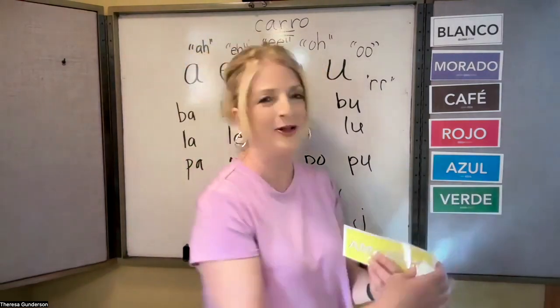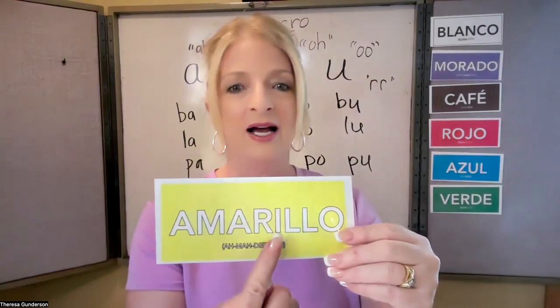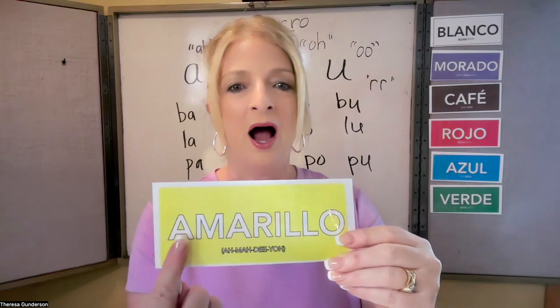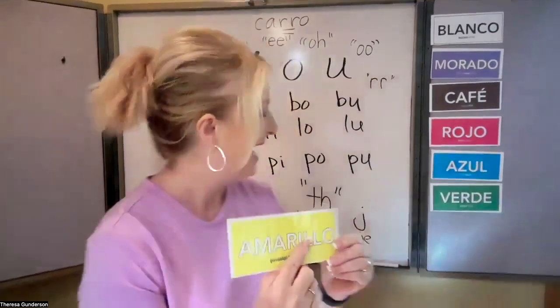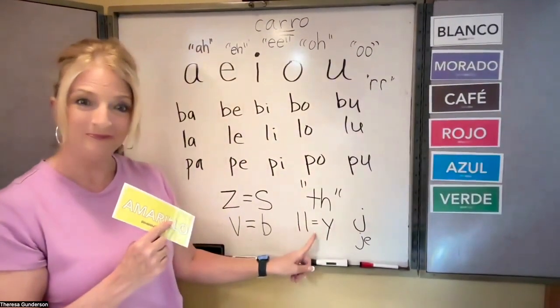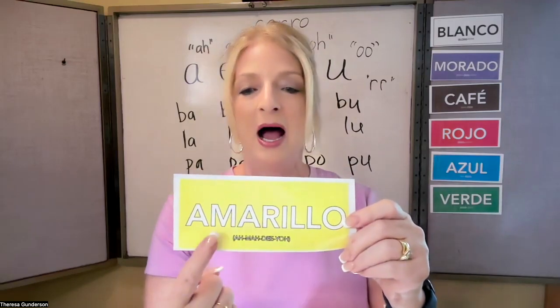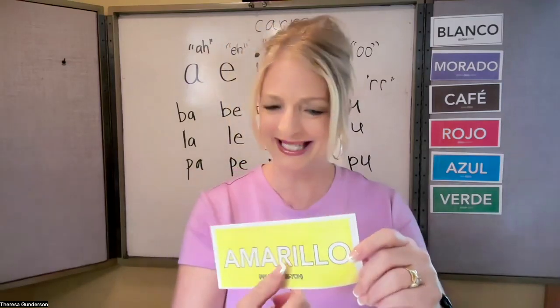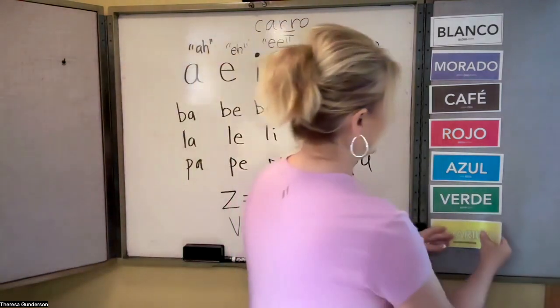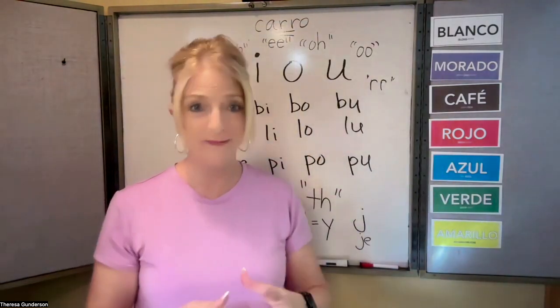And let me grab this color. It's so hard to read from a distance. We have an A and an I and an O. And the double L is like a Y. Remember that? The double L is like a Y. I alluded to it right here. So let's try. This is probably the hardest of all these colors. Amarillo. Again. Amarillo. Last time. Amarillo. Good job.